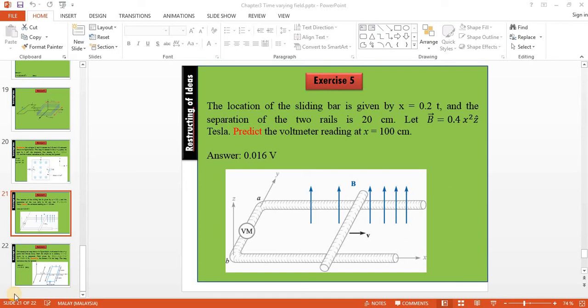Okay, now let's look at exercise 5. This one is exercise 5. Okay, so the location of the sliding bar is given by x equals 0.2t. So x is actually the position.